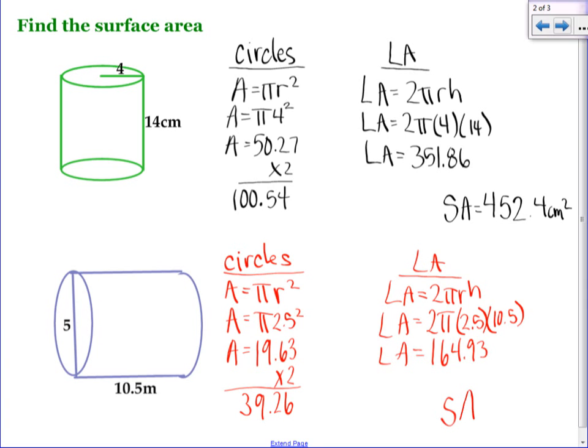164.92. Yep. Couldn't we do it like pi d h also? Instead of just 2 pi r? You could do pi d, but this is the formula that's going to be on the formula sheet. Because otherwise you'd have to memorize another formula that's not on the formula sheet, which you can do if you want to. What's our total surface area? 204.19 meters squared.